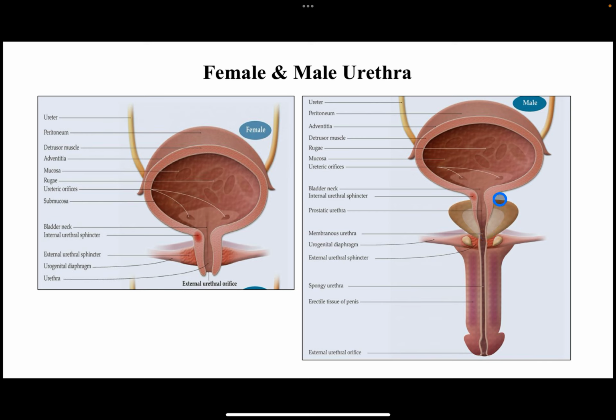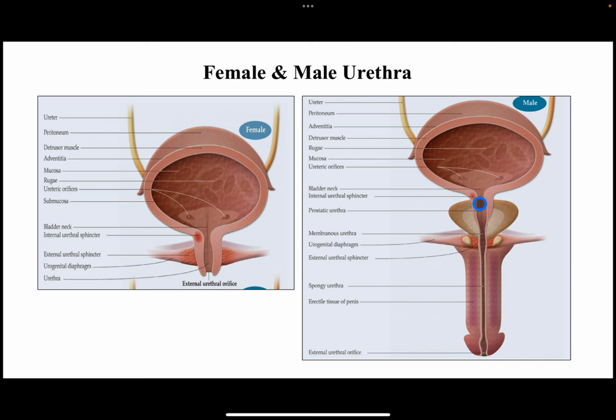Then the internal urethral sphincter is over here. This is the prostate gland. Then the external urethral sphincter is also over here within the urogenital diaphragm. But for the females, both the external urethral sphincter and the internal urethral sphincter are all within the urogenital diaphragm at this region. That is what we were talking about.